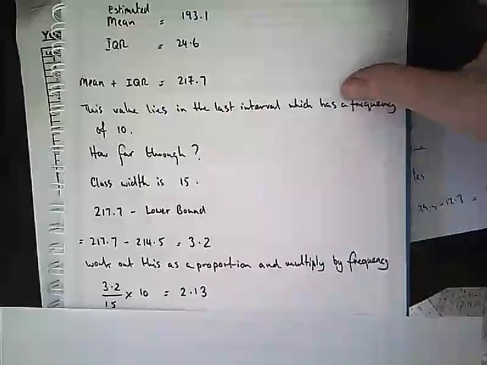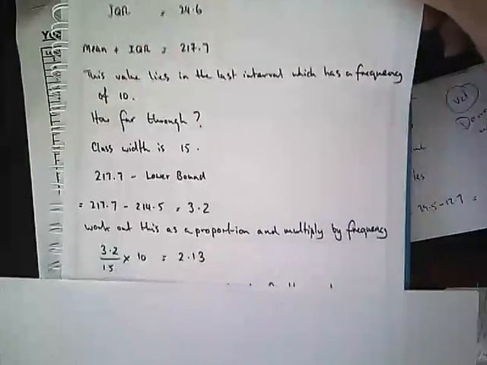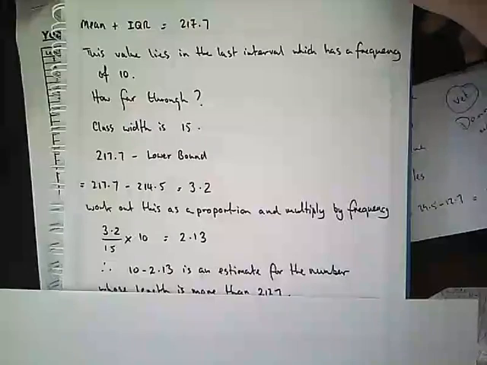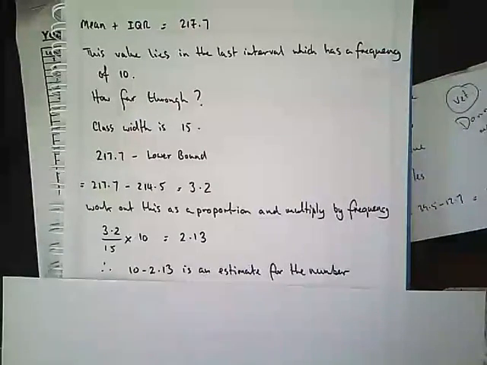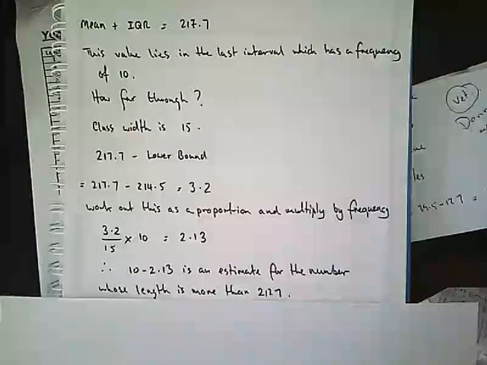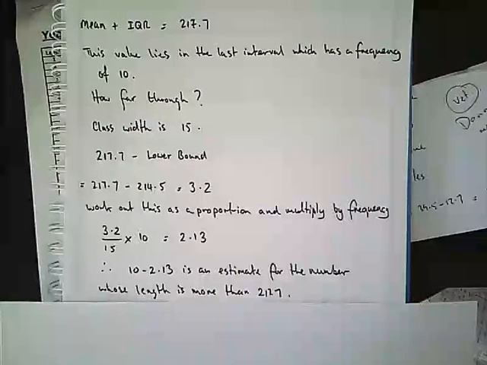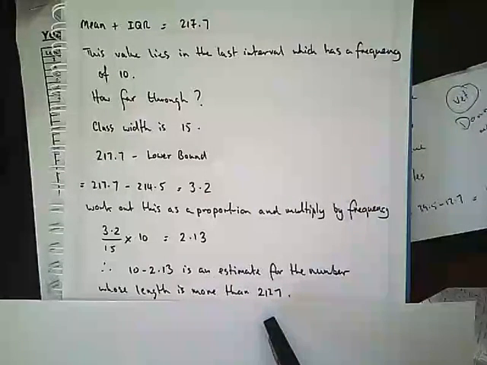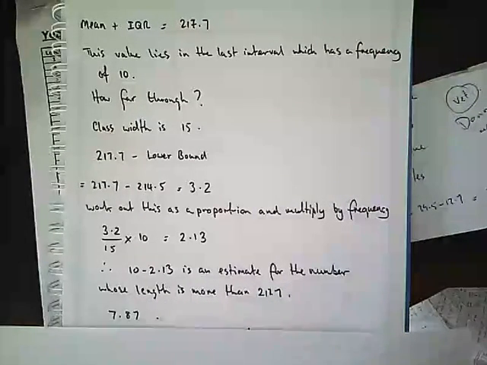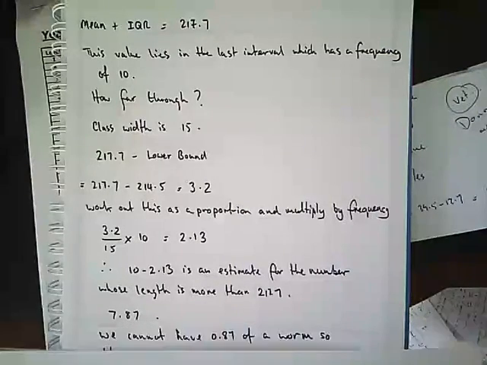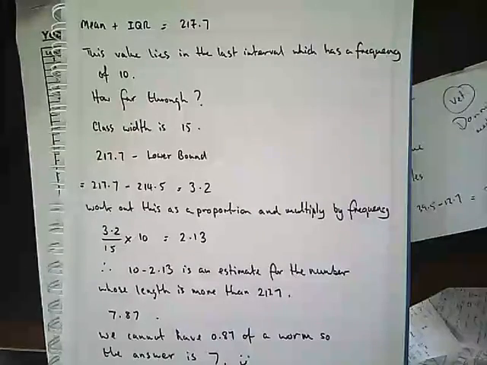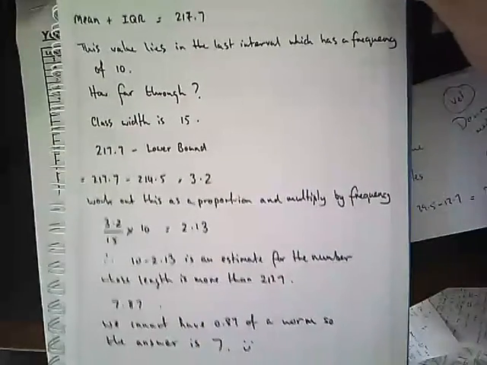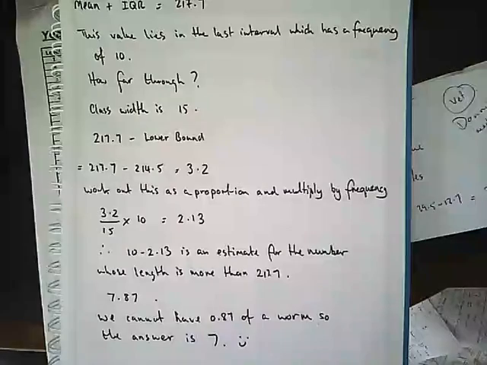Okay, so what we're going to have to do is 10 take away the 2.13, and that is an estimate for the number whose length is more than 217.7. Okay, 10 take away 2.13 is 7.87. But we cannot have 0.87 of a worm. So the final answer is just 7.